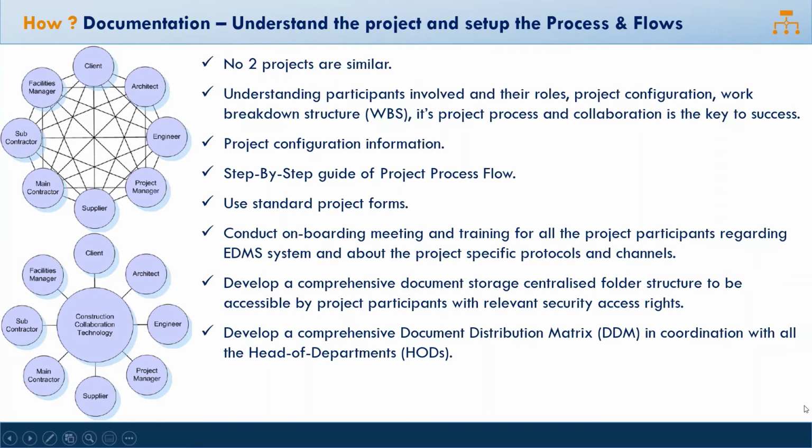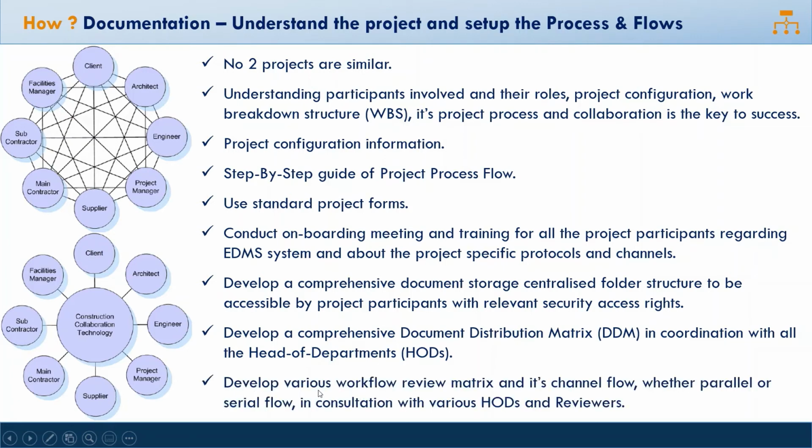This is very important. These are the few steps which you as a document controller will have to take to set up a smooth and seamless project document control system. Develop various workflows, review matrices, and channel flows. Obviously, after the document distribution matrix, there will be hundreds and thousands of documents coming, purely in the nature of a review and approval cycle. So you've got to generate a workflow review template and matrix based on what document will go to which department head for review, and within his department who all would be involved as CC for information. So you have to prepare a review approval cycle matrix.